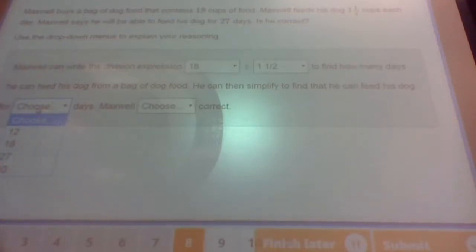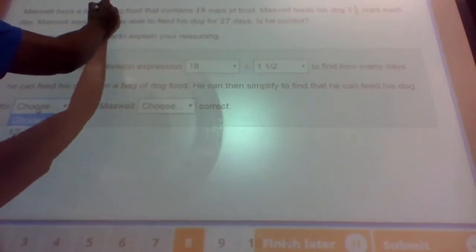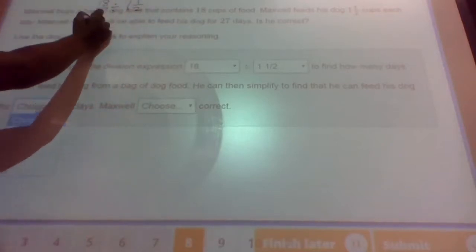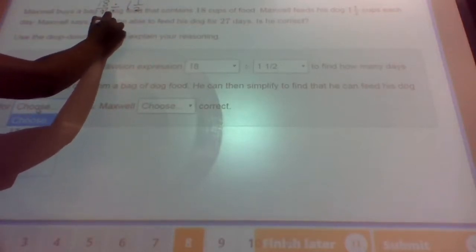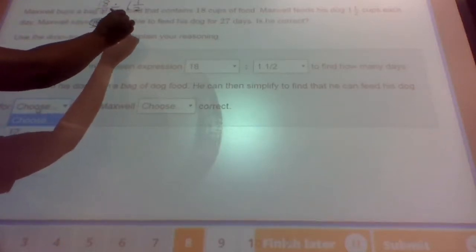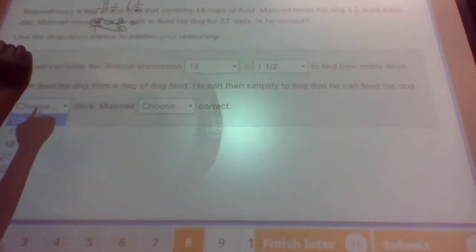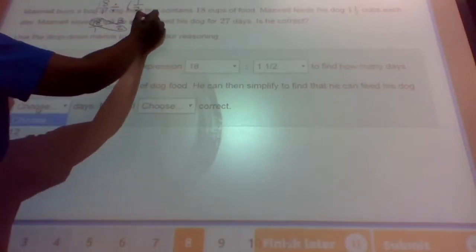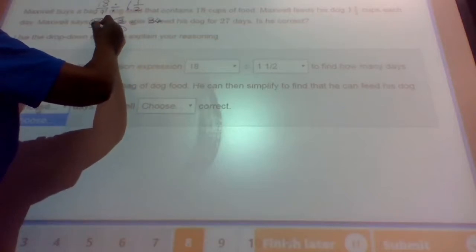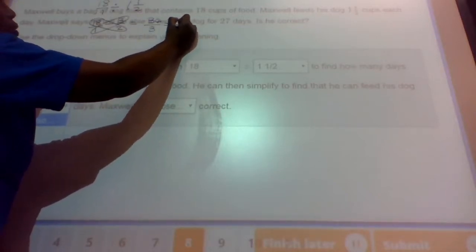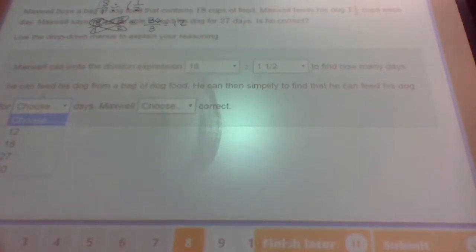So 18 divided by 1.5. Now 1.5, I have to change it to what? An improper number, 3/2. So 18 times 2 is what? 36. And 3 times 1, that would be 3. 36 divided by 3 is 12. So he can feed his dog for 12 days.